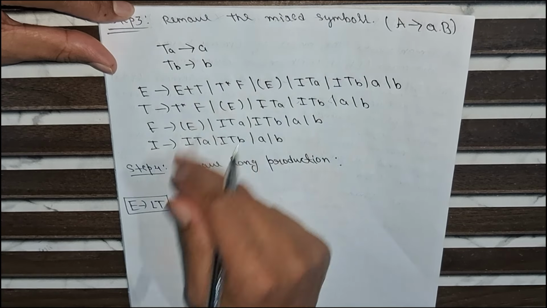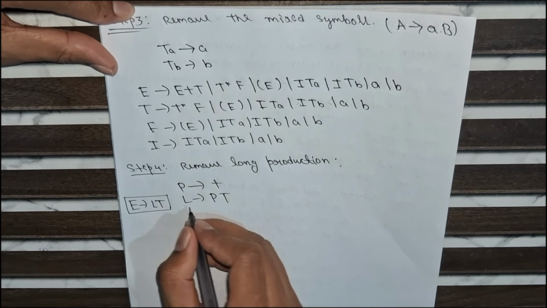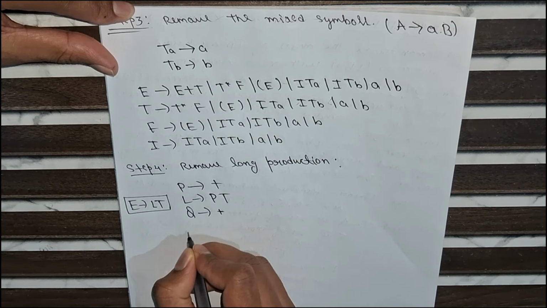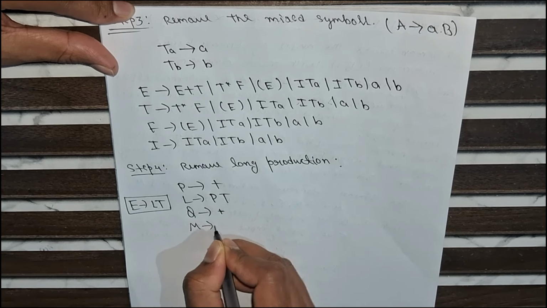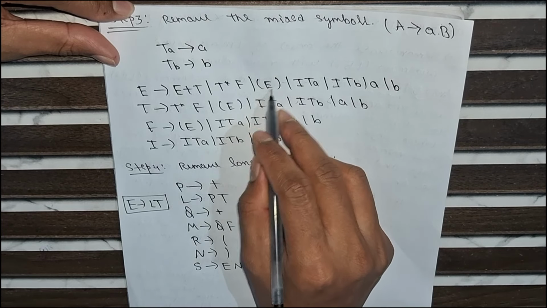So I will write all the productions like this. So now I will write for this one. So I am taking this as Q implies star, and I am taking M as a variable which implies Q and F. Q implies star and M implies Q and F, this whole thing. So next is R. R implies open bracket and N implies close bracket. So I am taking S as E and N, which is like I am covering this whole part in S.